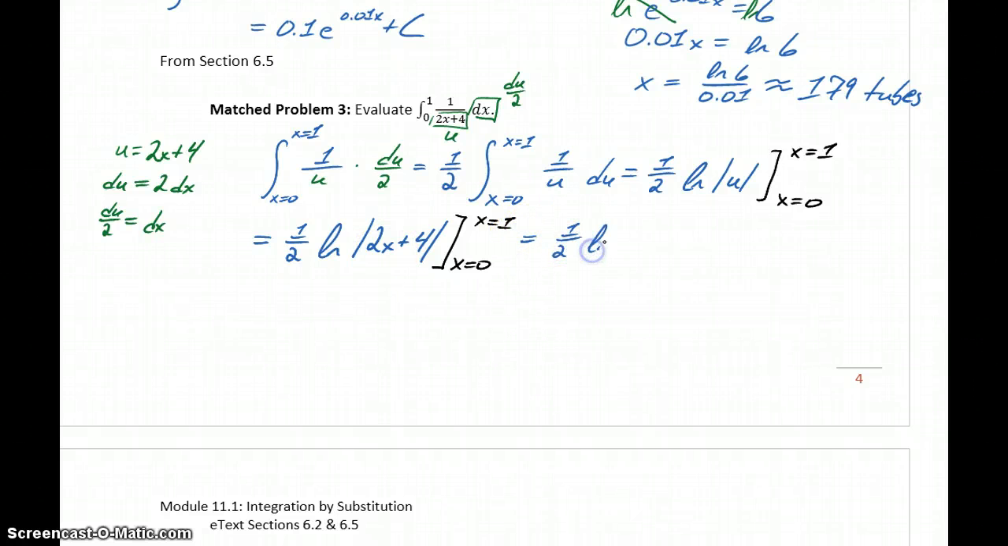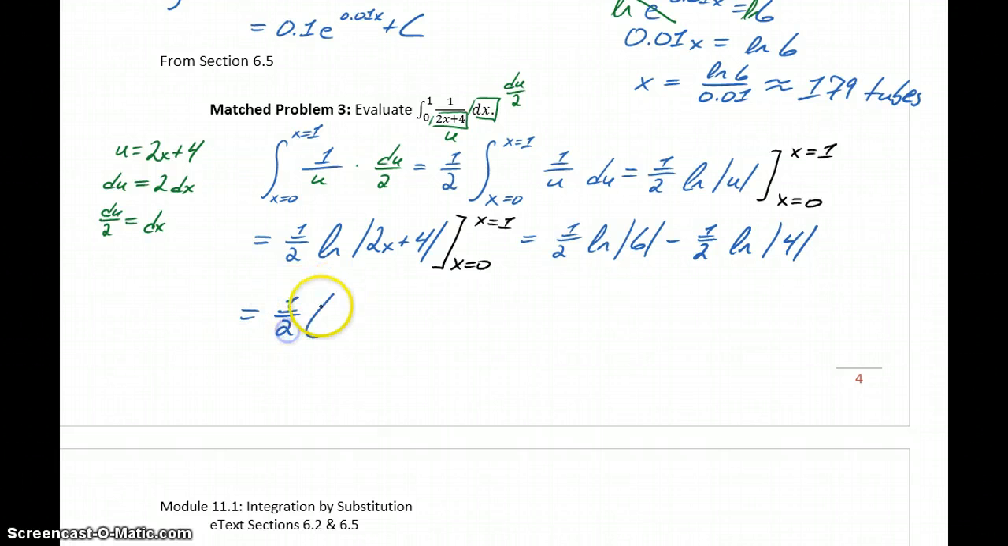So this will give us 1/2 times the natural log of 2 times 1 plus 4. Not times 7. 2 times 1 is going to be 2, plus 4 is going to be the natural log of the absolute value of 6, minus 1/2 times the natural log of 2 times 0 will be 0, plus 4, so times the natural log of the absolute value of 4, which will be 1/2 times the natural log of 6 minus the natural log of 4.